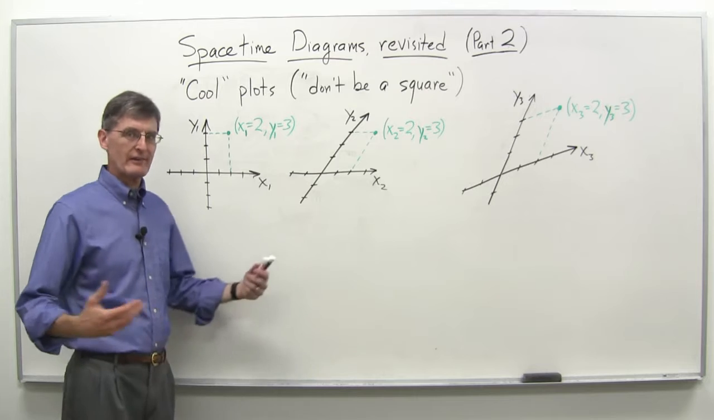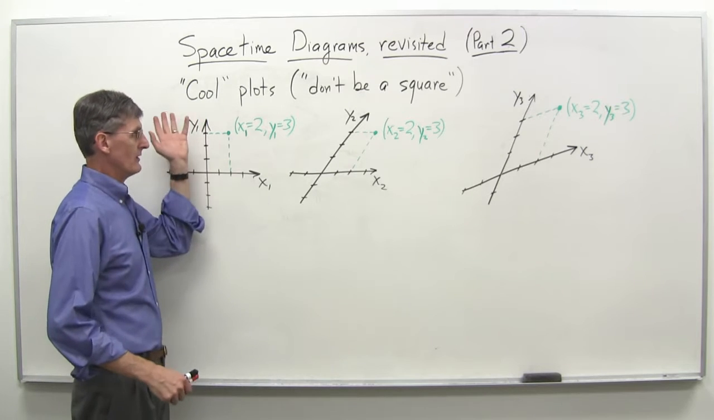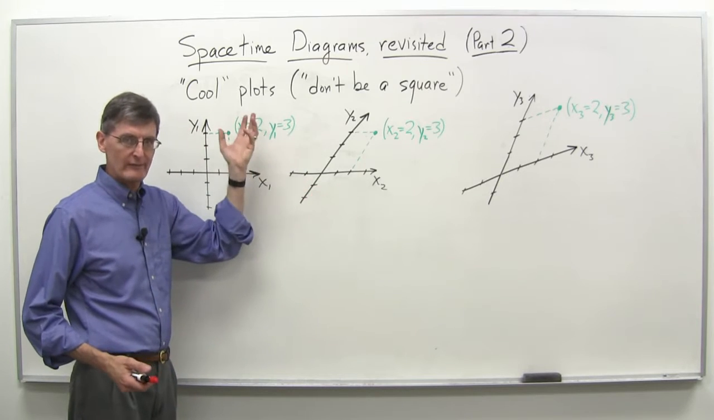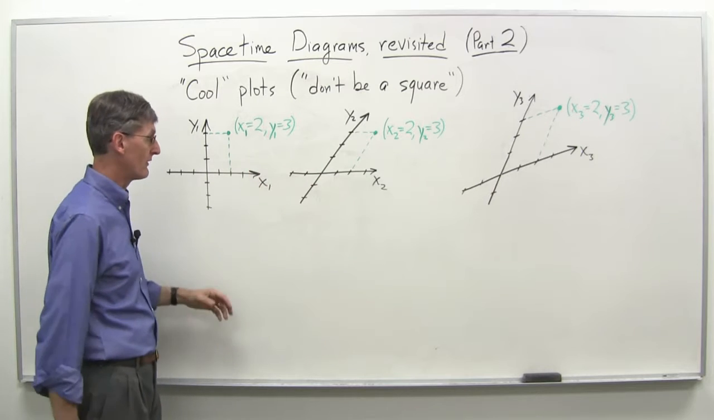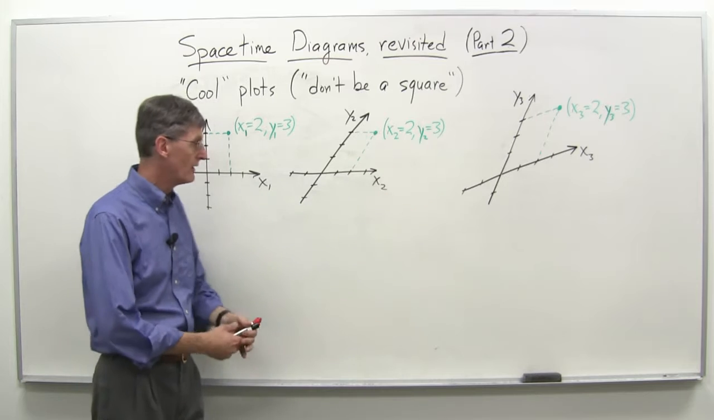I don't know how it translates into other languages, but the idea is if you want to be cool, you want to be with it, then you don't want to be a square. What does that have to do with what we're doing here? Well, as you'll see, maybe you can see from the diagrams already, we're doing some sort of strange type of plotting here. So let's see what we've got.